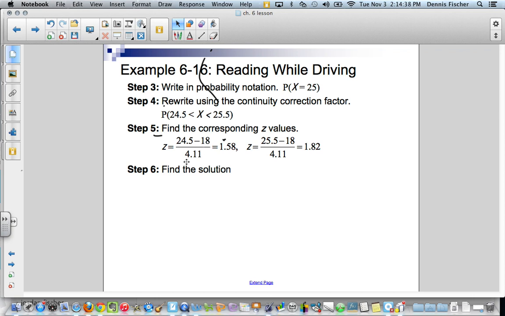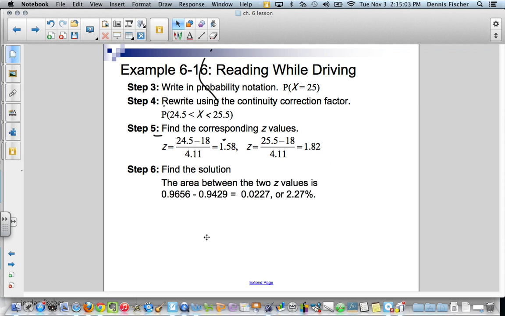What's nice about this rule is we do not have to use any correction factors or sampling errors. We just use the regular z-score formula. And we get 2 z-scores. We're looking for a z-score between 1.58 and 1.82. Can you see why we did some of those problems off the first section? Because it's used to different areas, right? So now, find the solution.